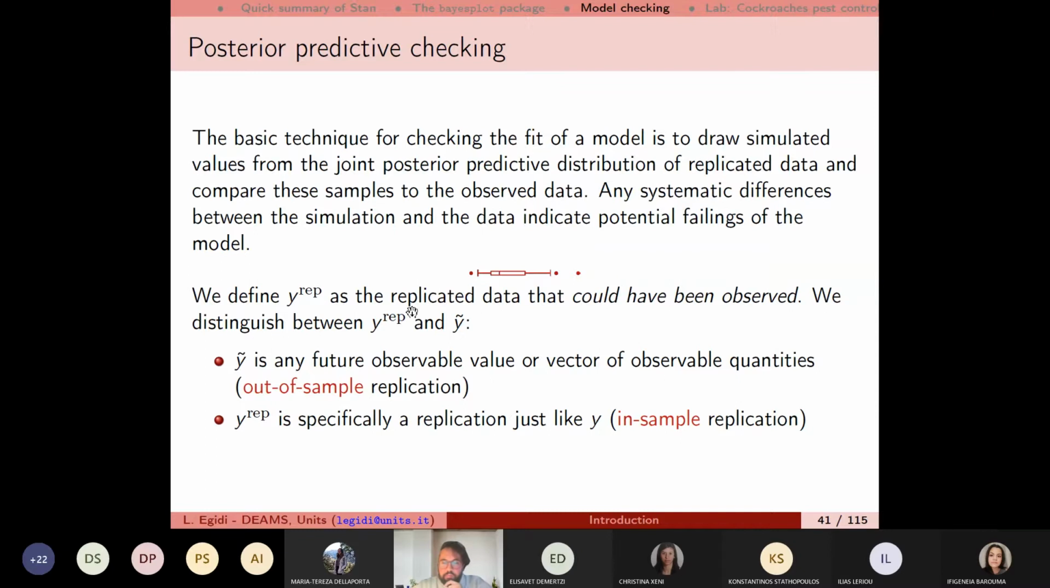We define Y_rep, the replicated data that could have been observed. In the following, we will be distinguishing between Y_rep and Y tilde, because Y tilde is any future observable value or vector of observable quantities. So this is basically an out-of-sample replication, a prediction ahead. Whereas Y_rep is specifically a replication just like Y, and this is what is typically called an in-sample replication. So this is a copy of my data.